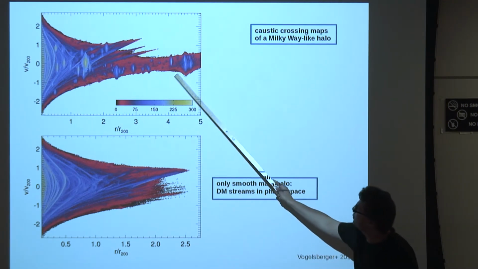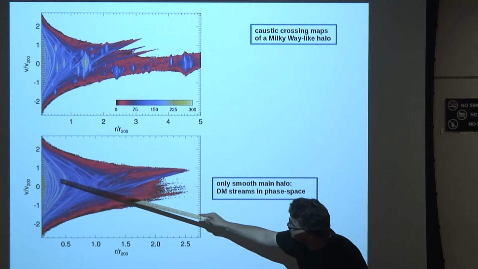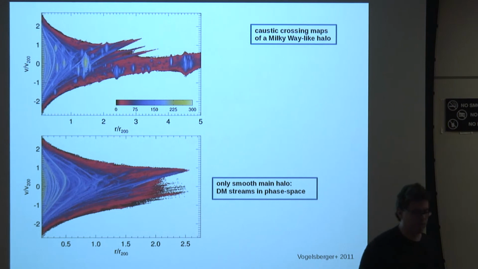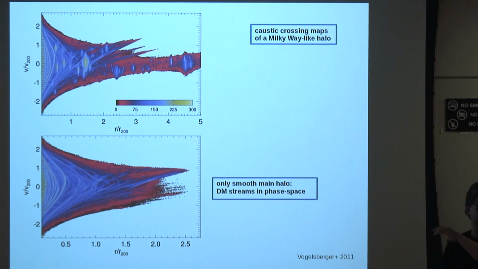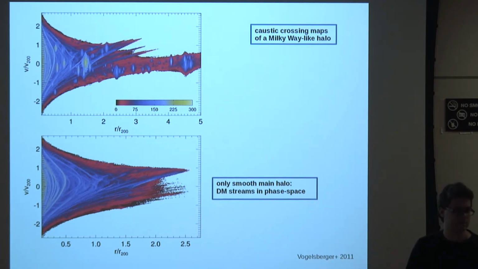You can then also remove the subhalos and just look at this main halo, and you can also nicely see these stream-like features. All this you cannot resolve at that level of detail with a standard N-body method, because you have no handle on this caustic count and the fine-grained streams and any of that. This is only possible if you couple it to this additional method.